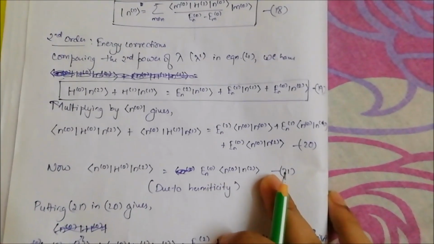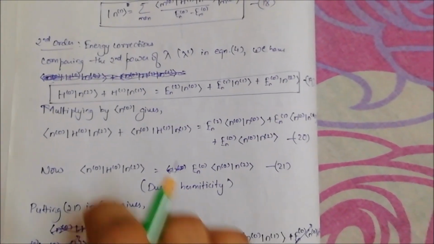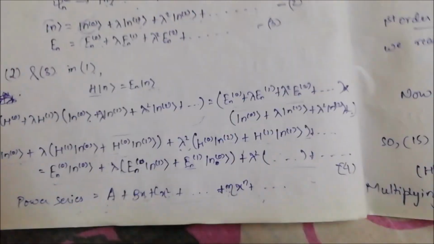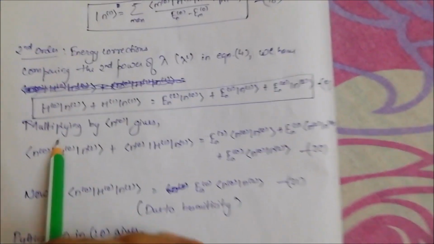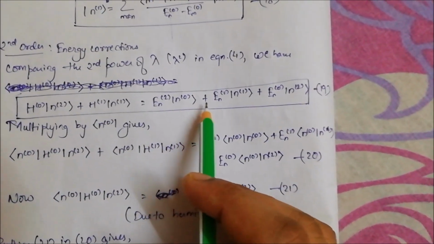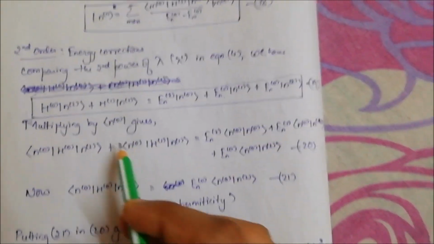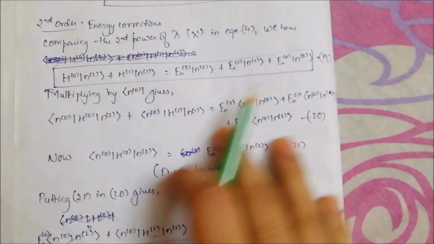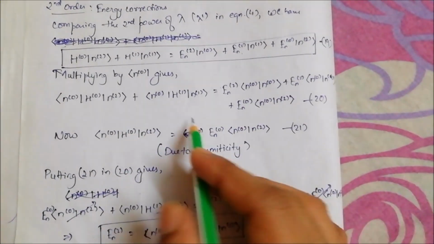Similarly, the second order energy correction can be calculated by comparing the second power of lambda in the equation that we saw earlier. So comparing the second power of lambda, we obtain this: H0 n2 plus H1 n1 equals En2 n0 plus En1 n1 plus En0 n2, and multiplying by the bra n0 on both sides, we obtain this.